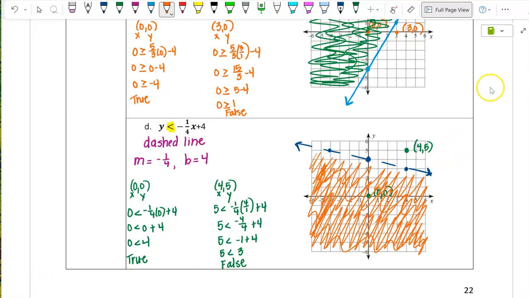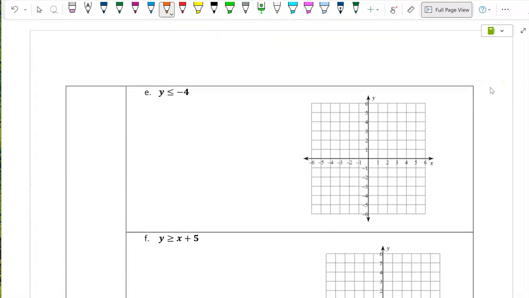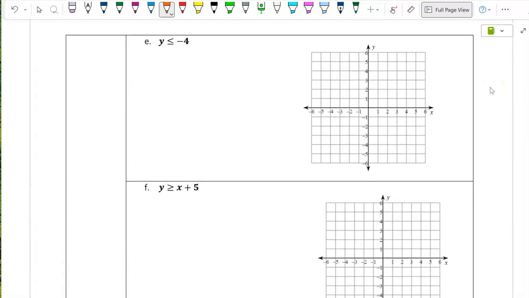All right, as we move on to the next page, now we started where we had just an X in one of them. Now we have just a Y. When we had just an X, it was a vertical line. So when we have just a Y, this is going to be a horizontal line at negative 4.